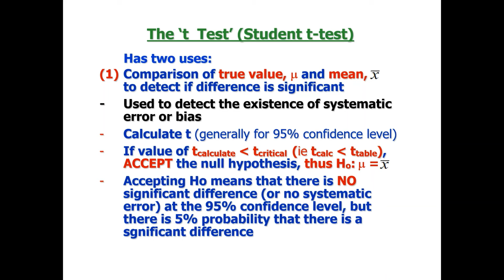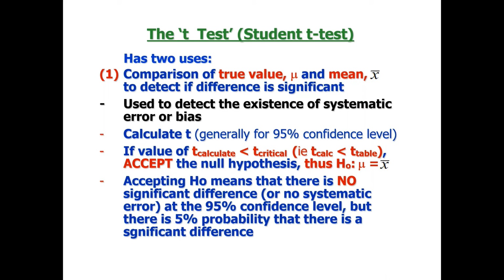Okay, let me repeat. You make the calculation based on t, and then you compare that with your t table. If t calculate is less than t table, your conclusion would be there is no systematic error. But if your t calculate is bigger than the t table, you say that there is a systematic error. So the example previously given is based on your confidence level, confidence interval, meaning that if your true value is not within the confidence interval, there is a systematic error.